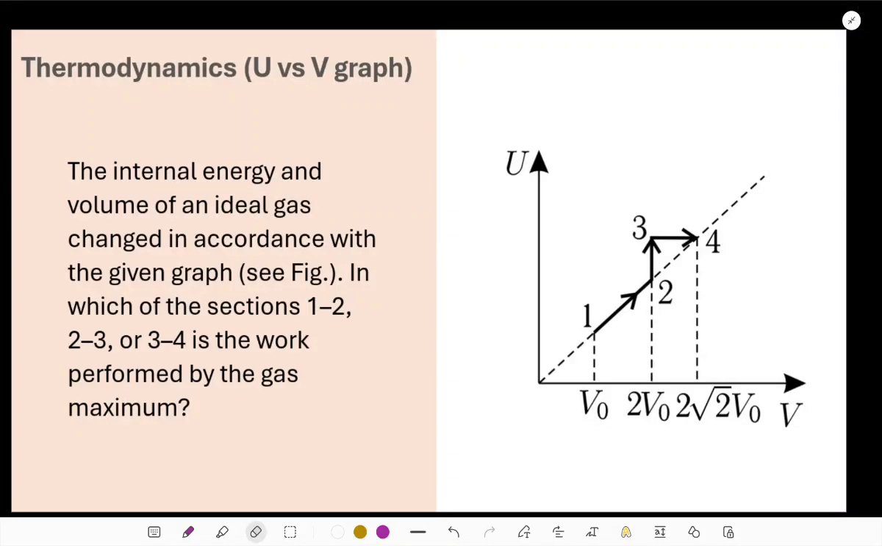So we have another problem, and this is a potential energy versus volume graph. The statement of the problem is: the internal energy and volume of an ideal gas changed in accordance with the given graph. In which of the sections 1-2, 2-3 and 3-4 is the work performed by the gas maximum? These are the processes.